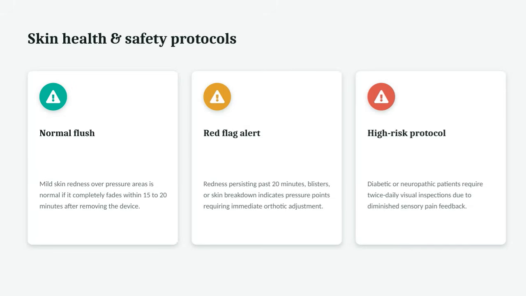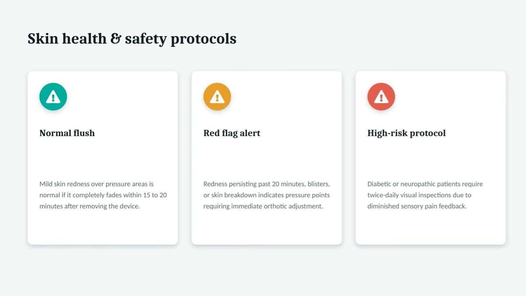Let's talk about skin health and safety protocols, which are crucial for preventing complications. First, a normal flush is when you see mild skin redness over pressure areas, and this redness should completely fade within 15 to 20 minutes after removing the device. However, if you notice redness that persists beyond 20 minutes, or if there are blisters or any signs of skin breakdown, this is a red flag alert. It means the pressure points need immediate orthotic adjustment to prevent further damage.